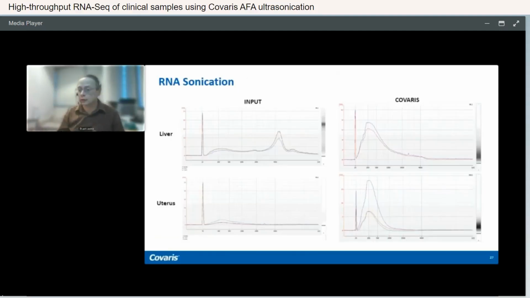So does this actually work? We collaborated with Covaris on this. This was some of the very earliest pilots we did several years ago now, where we had different input amounts, whether they were from liver or from uterus, with high and low amounts of input. And post-sonication, we ended with a single peak running around 200 base pairs.